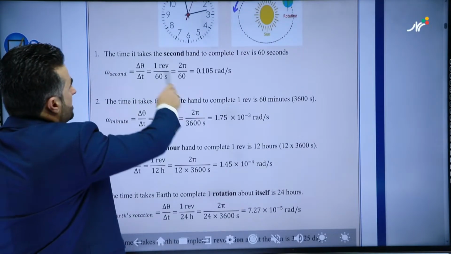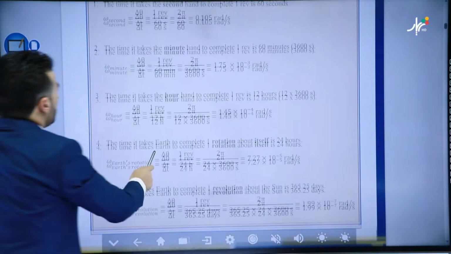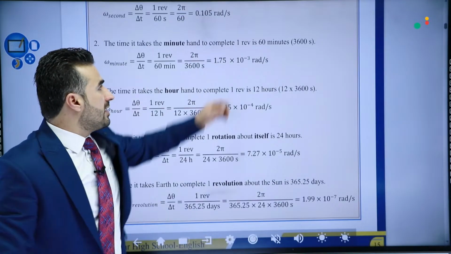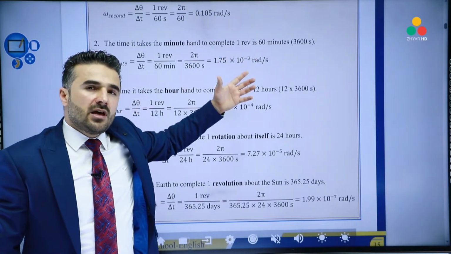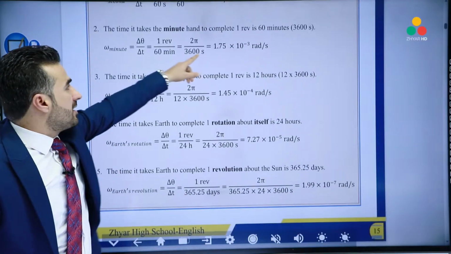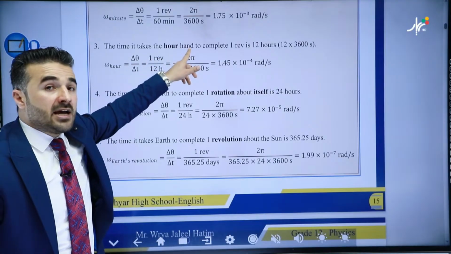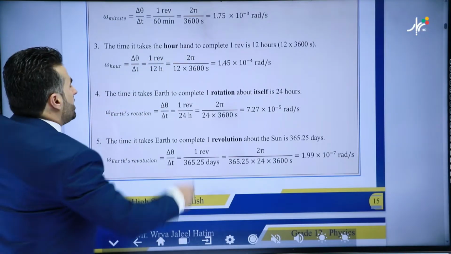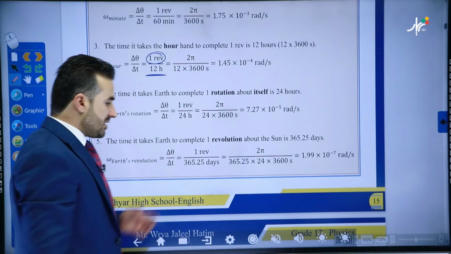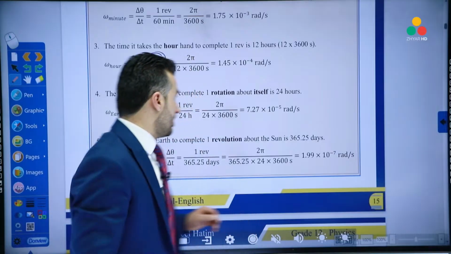So take a look. You can see the time it takes the second hand. Once again, 2 pi over 60 seconds. Here is the answer. The time it takes the minute hand to complete 1 revolution is 60 minutes, which is 3,600 seconds. So that is 1.75 times 10 to the power negative 3. The time it takes for the hour hand, once again, remember it completes 1 revolution in 12 hours, not 24. If it is 24, then that is going to be 1 day. And of course, it is not 1 day.